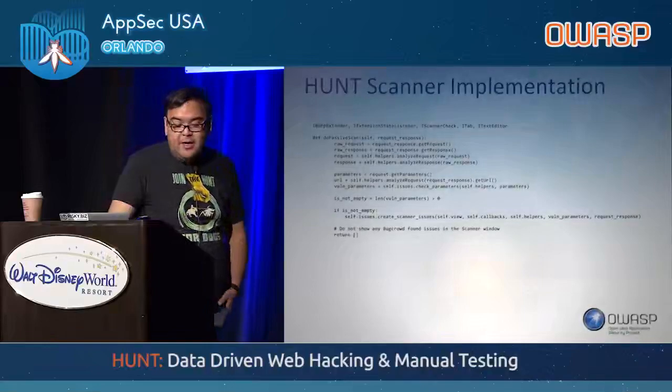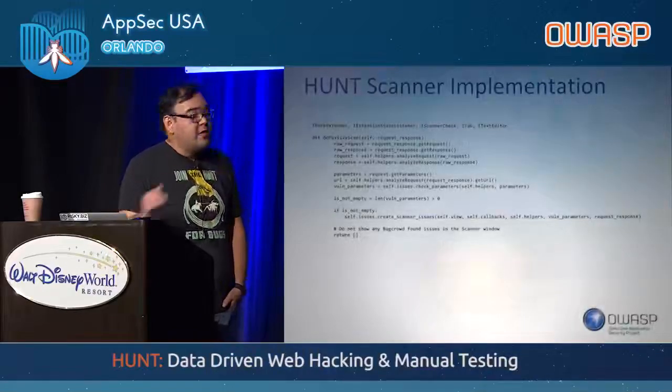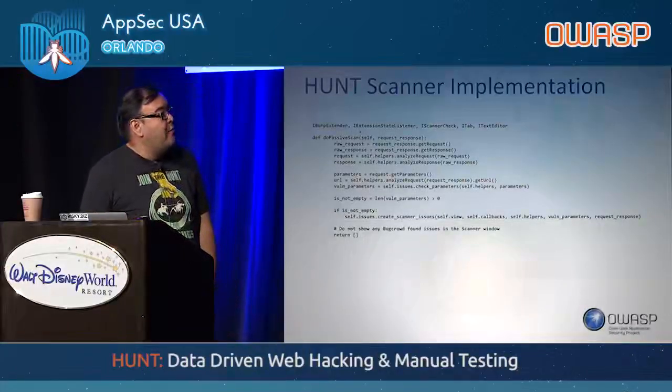So what does the HUNT Scanner implementation look like in terms of the code? I used a lot of the Burp API and actually wrote this in Python, or Jython. You can see here I use a couple of APIs that Burp exposes: IBurpExtender, IExtensionStateListener, IScannerCheck, ITab, and ITextEditor. But really, this is where all the action happens.